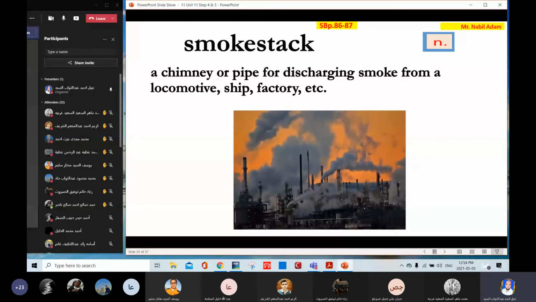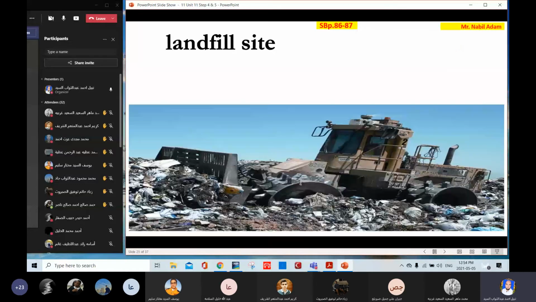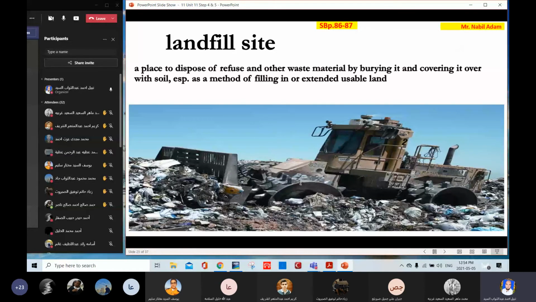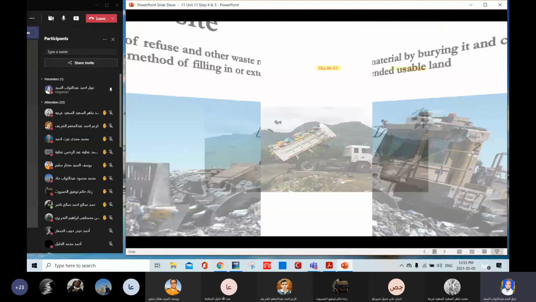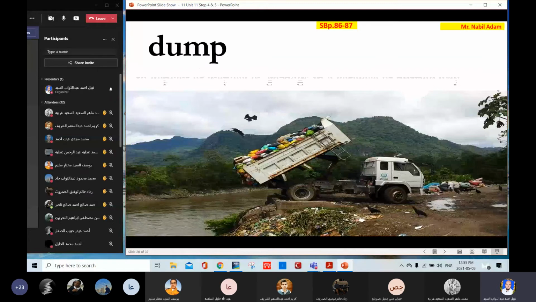Landfill site. A landfill site is a place to dispose of refuse and waste material by burying it and covering it over with soil, especially as a method of filling in or extending usable land. Landfill site, موقع ردم النفايات. Dump. Dump is a verb, means get rid of, deposit or dispose of garbage in a careless or hurried way. So dump means get rid of waste.